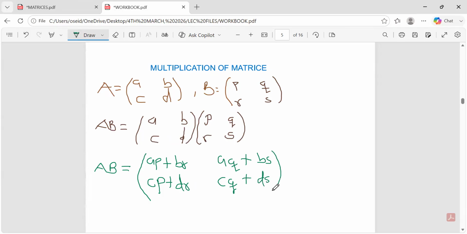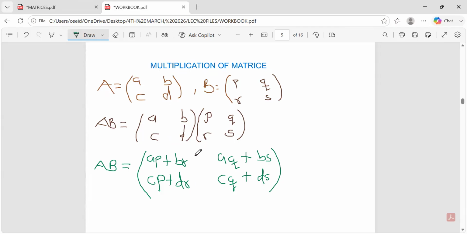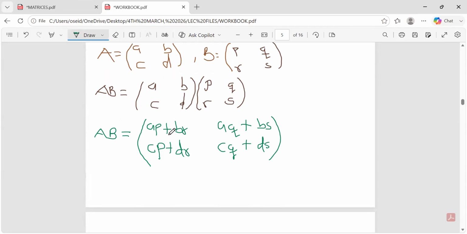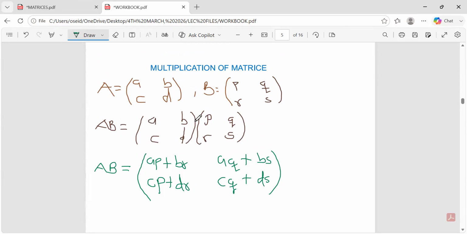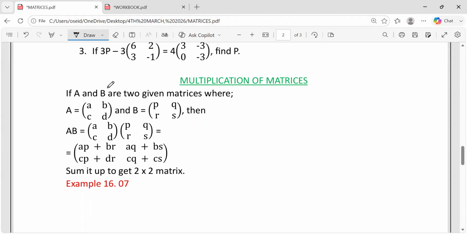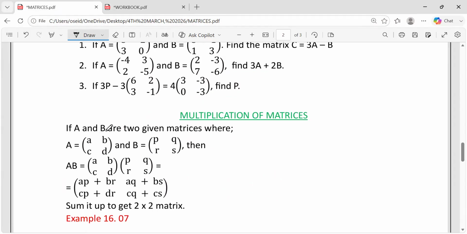And that's all that we need to do for multiplication. So you multiply the first row by the first column, then you add them together. So you will multiply A by P, B by R, then you add them together so that you can get the matrix 2 by 2. All right. So let's take some examples.